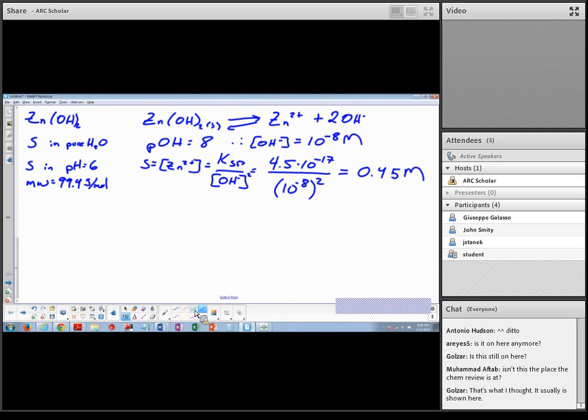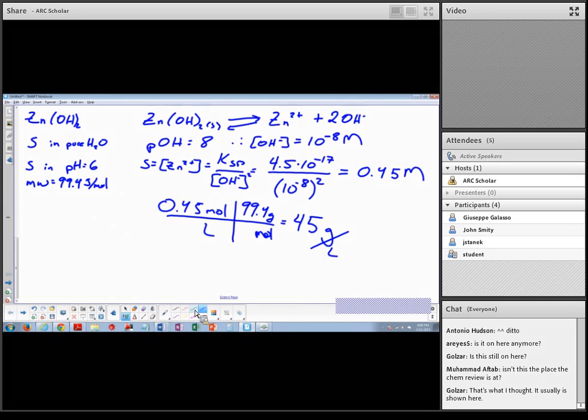And if we were just to go ahead and convert that back, 99.4 grams per mole, comes out to be 43 grams per liter. So we've drastically increased the amount of the zinc hydroxide that can be dissolved in the solution.